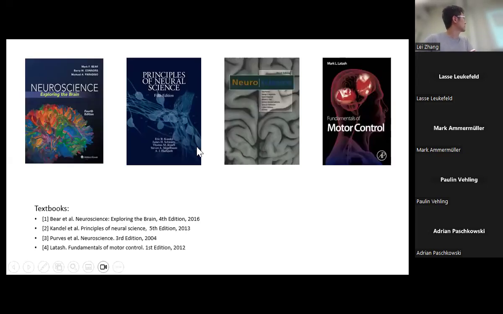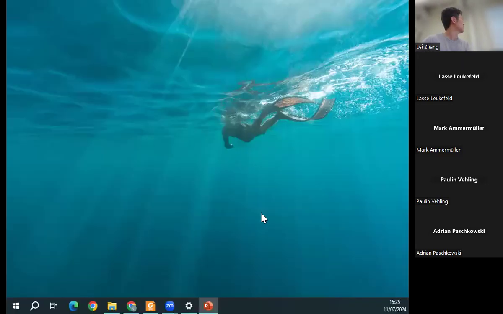These are the books for this lecture, and many of the figures I showed here are from these books. Most of them are standard textbooks of neuroscience. Okay, I guess that's it.